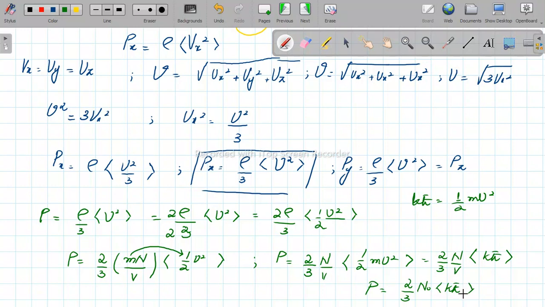Why do we say average translational kinetic energy? Because while deriving this expression, we just considered the translatory motion of the molecule. We ignored rotatory and vibratory motion of molecules. So therefore it has to be the average translational kinetic energy and not the average rotational or the average vibrational kinetic energy. You would sometimes see this equation without the constants here.